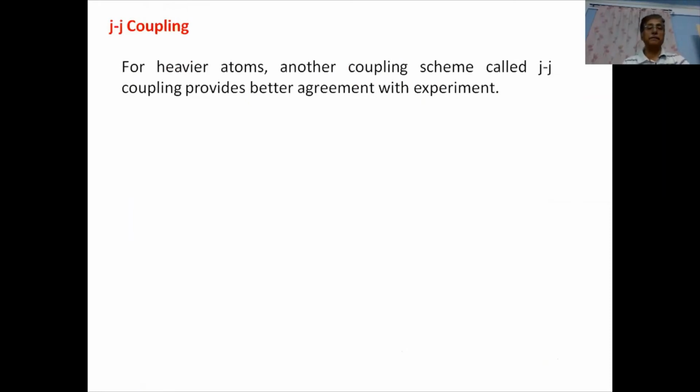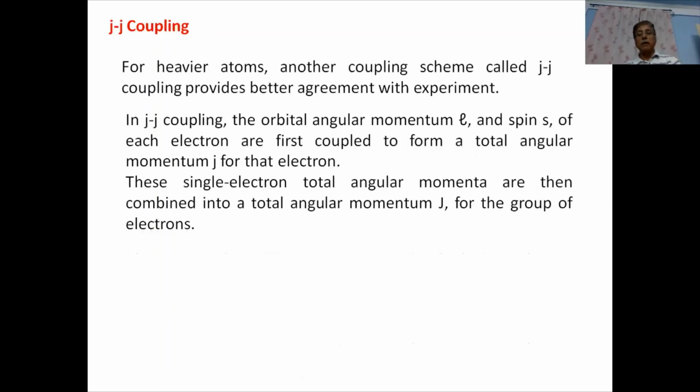Now let us go for jj coupling. For heavier atoms, we have another coupling scheme called jj coupling. And this provides better agreement with experimental results in spectroscopy. In jj coupling, the orbital angular momentum L and spin angular momentum S of each electron are first coupled to form a total angular momentum j for that electron. These single electron total angular momenta are then combined into a total angular momentum capital J for the group of electrons. For example, j1 is equal to L1 plus S1, j2 is equal to L2 plus S2, and capital J is equal to the summation of all the j's.